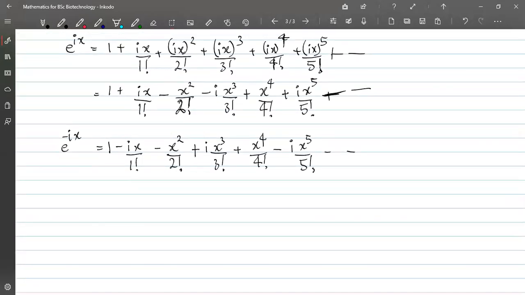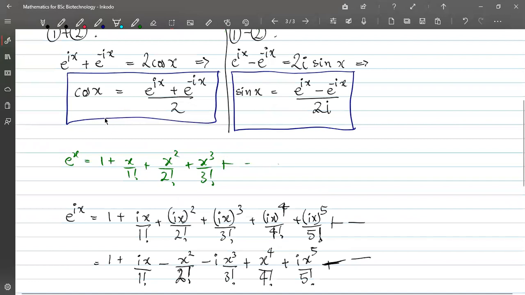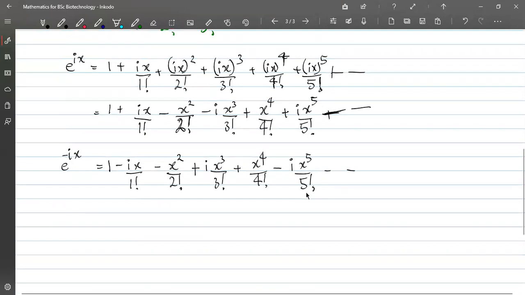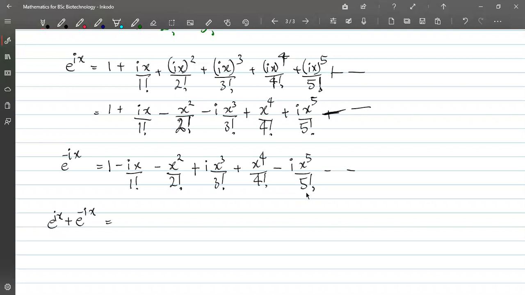Now, if you look at the expression, cos x is the sum of these two divided by 2. So if you add these two, then we'll divide by 2. So first let's just add them. You're adding these two. So 1 plus 1, 2. ix by 1 factorial plus minus ix by 1 factorial, that's 0. So that term is gone.